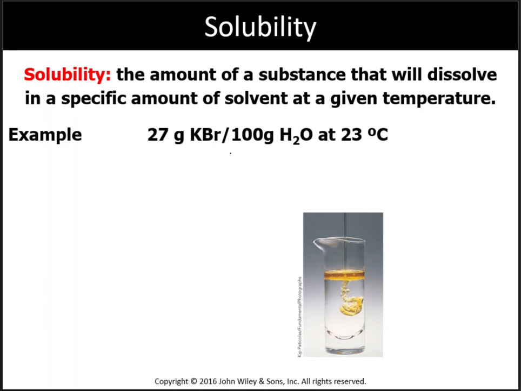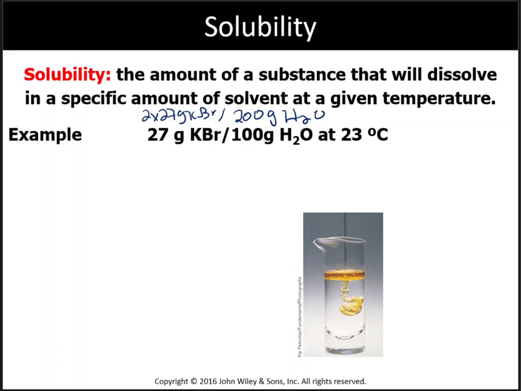So if you have 200 grams of water, you can basically dissolve 2 times 27 grams of KBr in it, all right? So that 27 and 100 are more like a ratio at 23 degrees Celsius. Or if I have 50 grams of water, the maximum amount of potassium bromide you can dissolve in it is half that 27 amount.